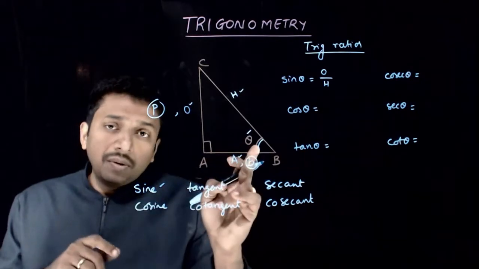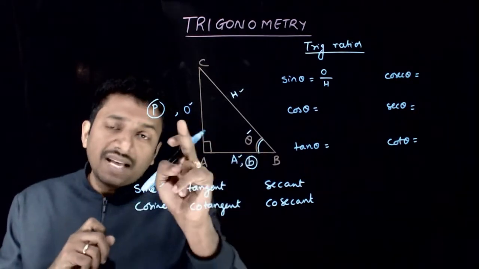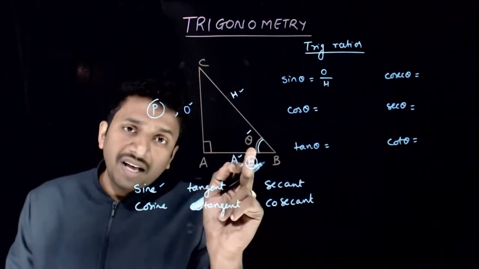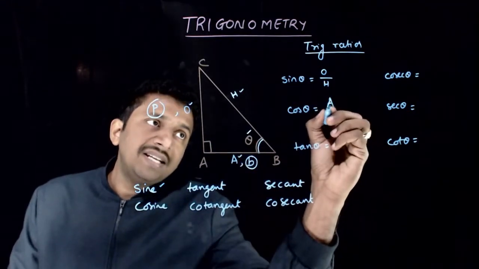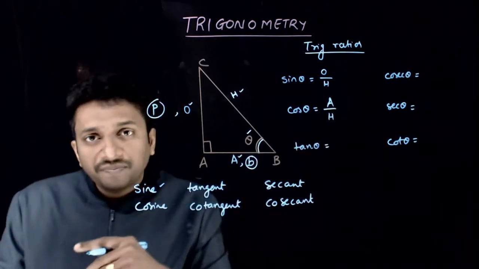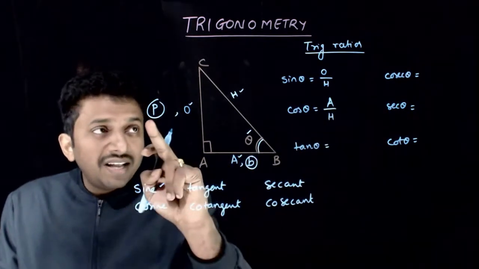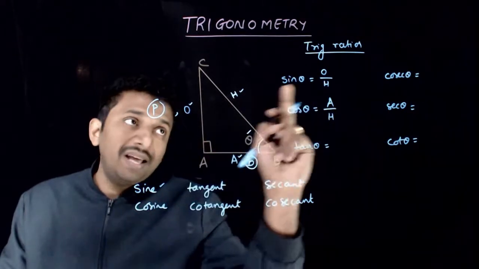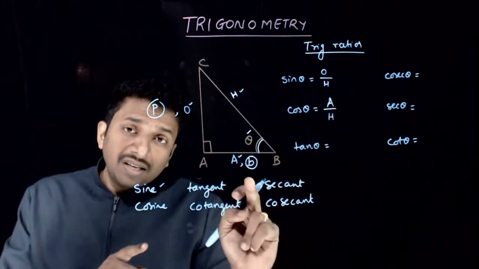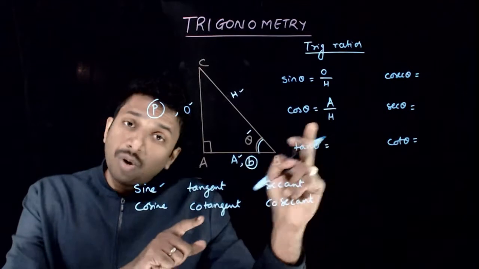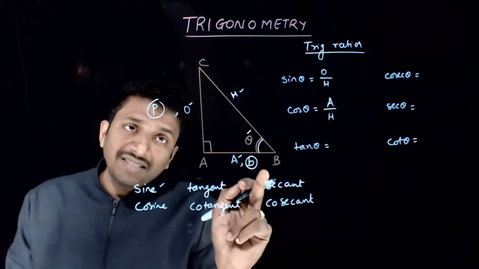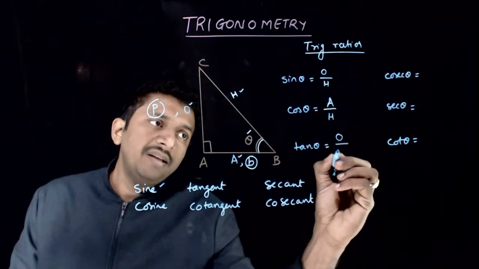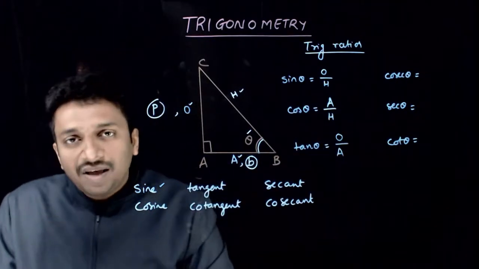Okay. So sine theta is defined as opposite side by hypotenuse. Cos theta is defined as adjacent side by hypotenuse. In some textbooks it is written as perpendicular by hypotenuse, P by H, both are same. Cos theta is B by H, both are same. And tan theta is defined as opposite side by adjacent side, O by A.